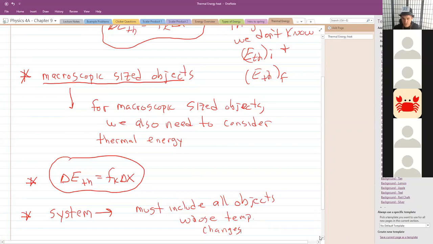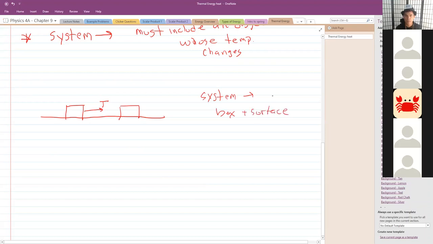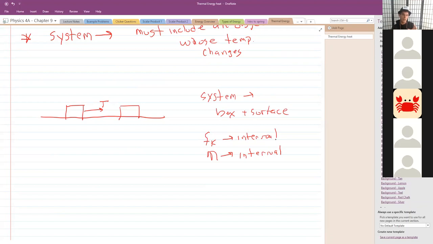Okay, so in this particular case, going back, I was pulling a box across the floor at a constant velocity by some tension force here. I defined my system as the box plus the surface, which means that kinetic friction was an internal force and the normal force was an internal force, because those are both forces that the surface is exerting on the box. Now, you can look at these multiple ways, which we'll do in chapter 10, but if I defined my system as just the box, now I can't include thermal energy because I have to have all objects that are heating up as part of the system.